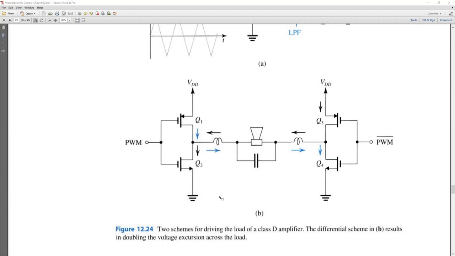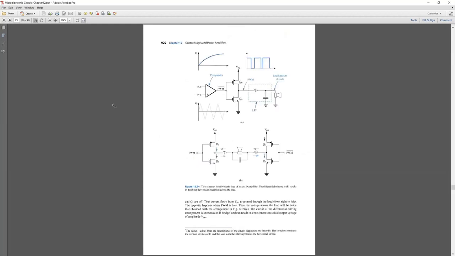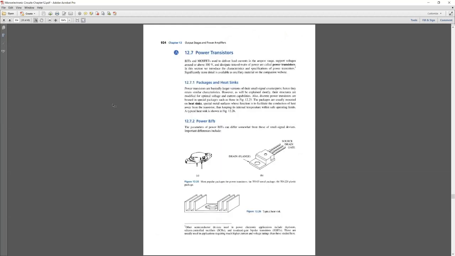Another important consideration for power amplifiers and power transistors is the issue of packages, heat sinks, and heating in general, because we're talking about high power. So there are power BJTs, so you have to take into consideration the size of the transistor and also how the transistor dissipates heat, and how you may have to use heat sinks to remove heat from the transistor, because you can damage the transistor if you don't do that. If the heat doesn't get removed, you'll end up damaging the material. So that's another consideration for power stages. You can read more about that in the book.